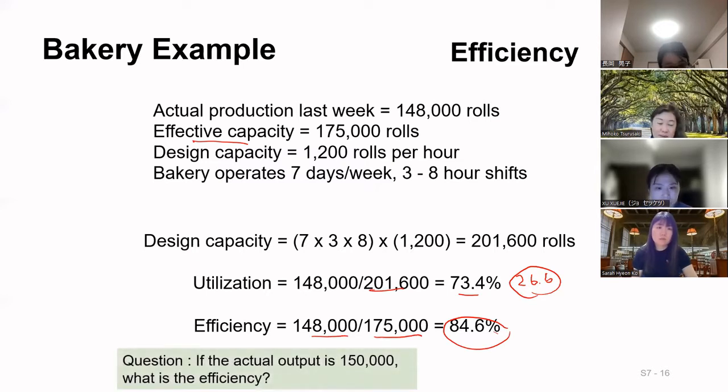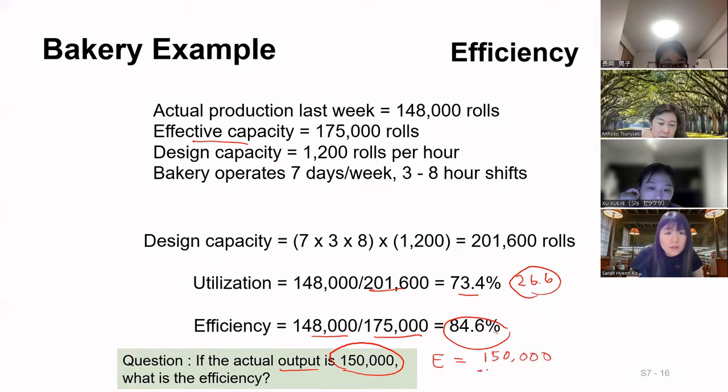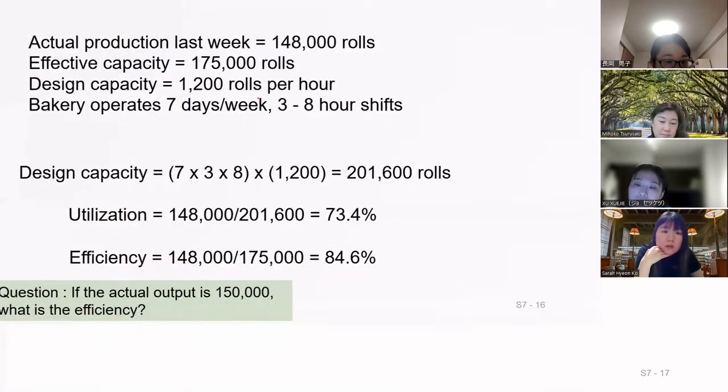If actual output is 150,000, what is the efficiency? So how to calculate efficiency? E equals 150,000 divided by the effective capacity, which is 175,000. I think you can do this. This is quite straightforward.